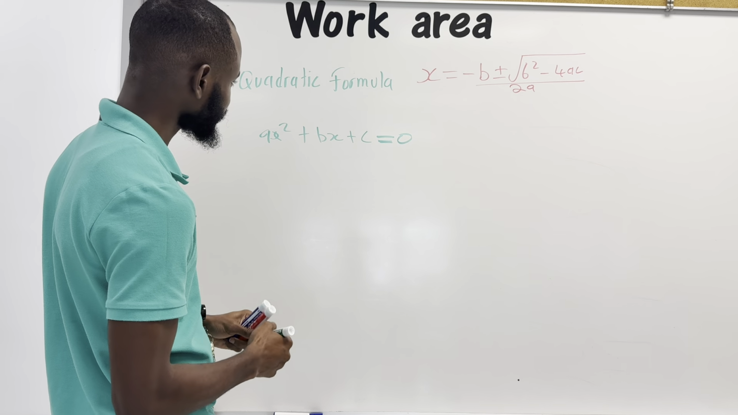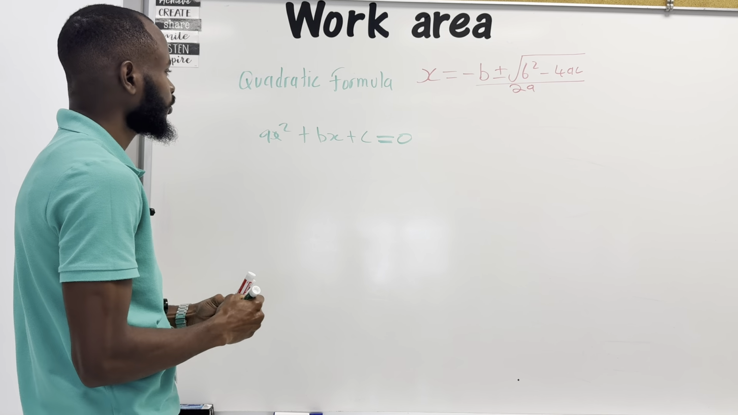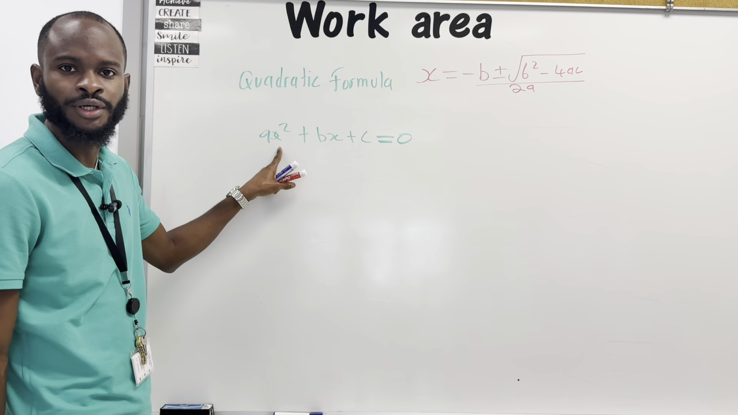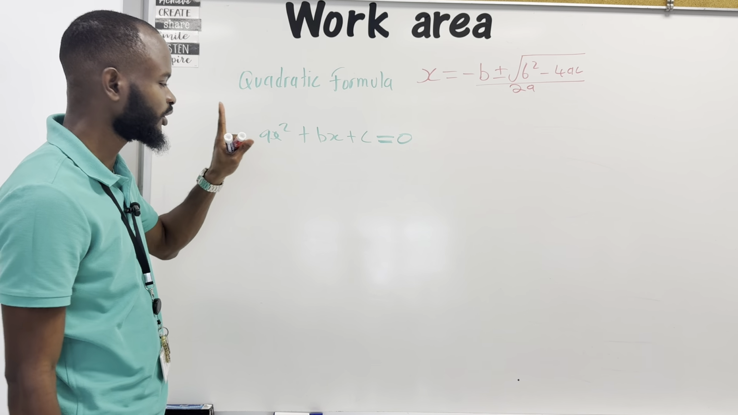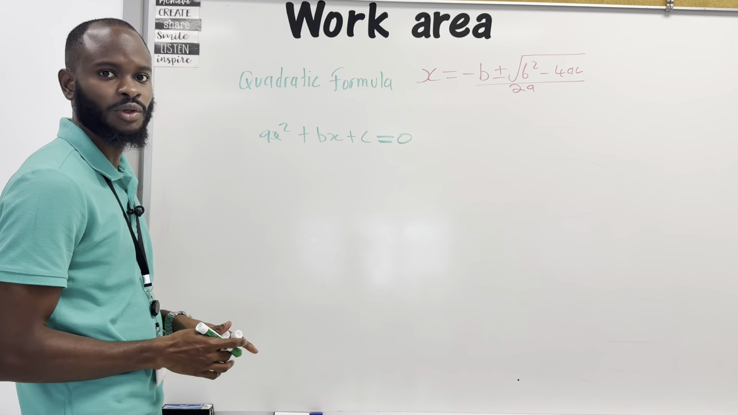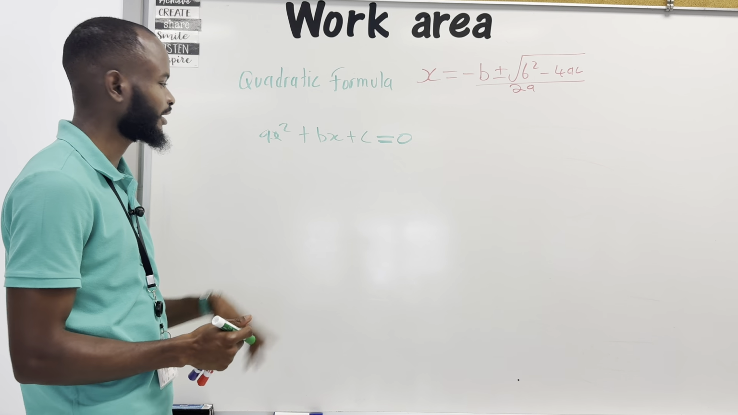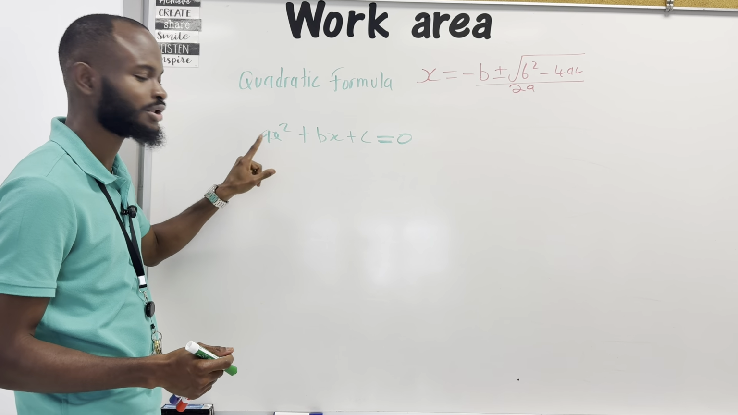So to do this, we need the coefficient of x squared, this term right here, to be 1. In order for that to happen, we're going to divide the entire equation here by the coefficient of the x squared term, which is a.